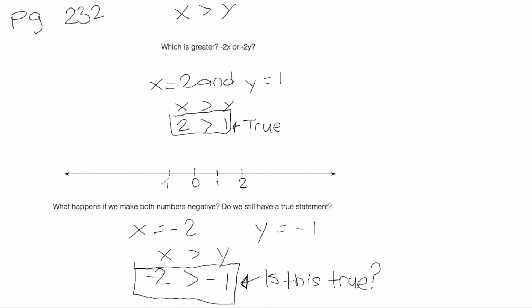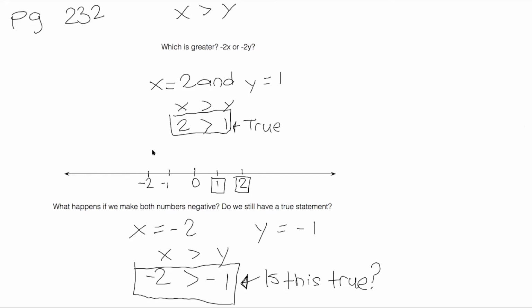Well, we can use a number line to help us decide. So for the first one, we have 2 here, 1 there. So 2 is to the right of 1. So 2 is definitely greater than 1. Oh, it's not going to be a true statement.